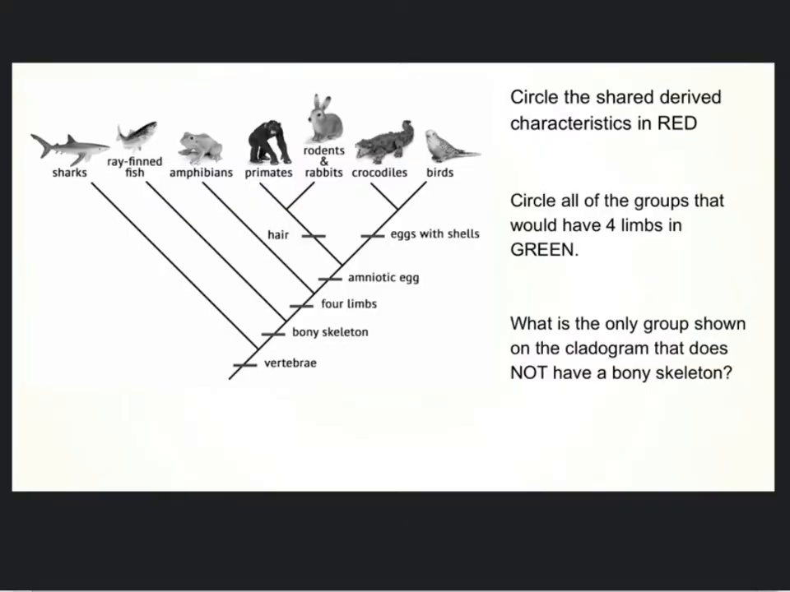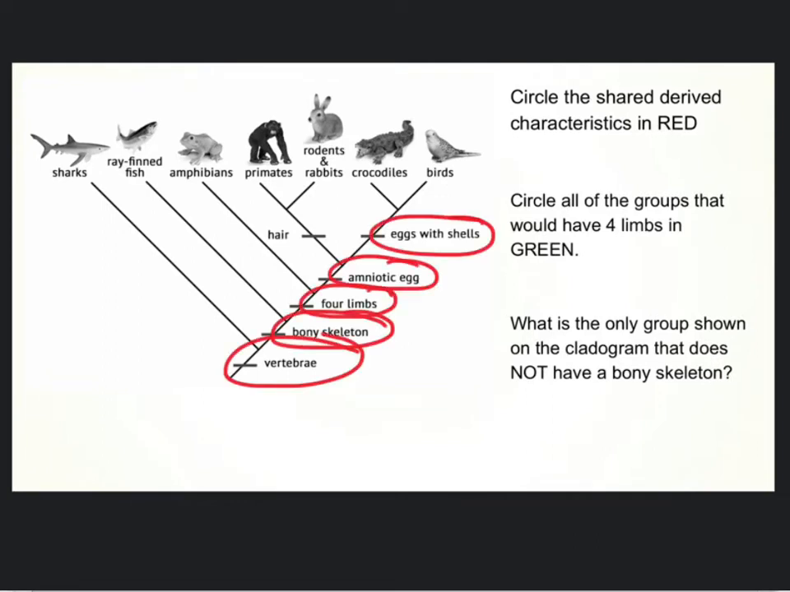Okay, so now what we're going to do, this is actually part of an old worksheet packet that I used to use, but we're going to do this together as a walkthrough exercise. So we've got a cladogram with a number of groups of living things on it. We've got everything from sharks to birds. So the first thing I want you to do is go ahead and circle the shared derived characteristics. You should know this from the video last night. Circle those in red. I'm going to do it, and then you can check yourself. You might have something like that.